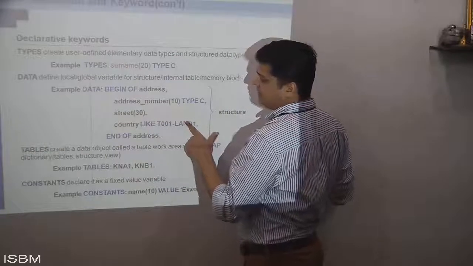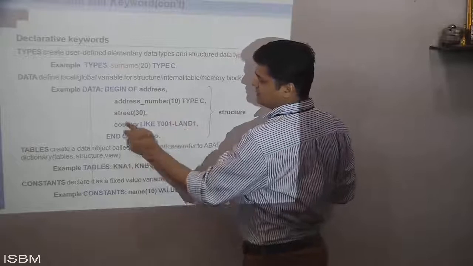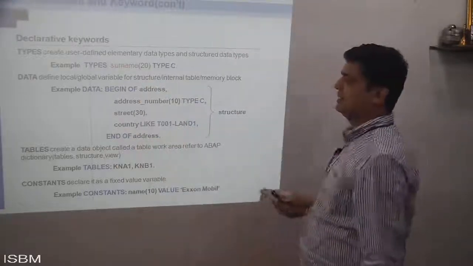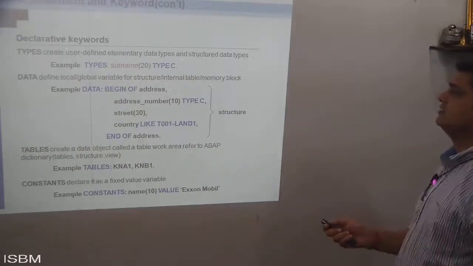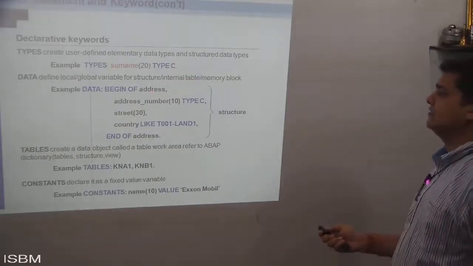So LAND1 is a field for the country. T001-LAND1 is the country, so that is the end of the address. You can see that. So this is the structure. This is the simplest structure. This is one way of declaring, and this is another way of declaring.